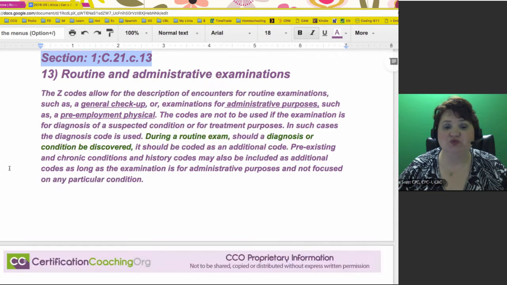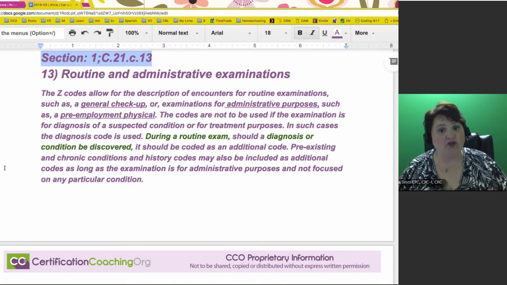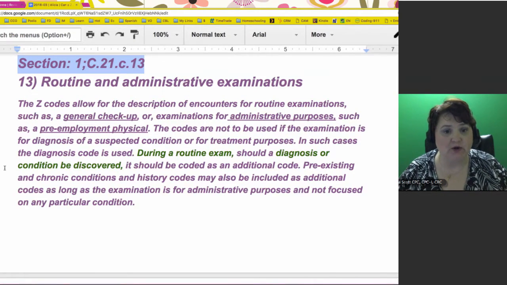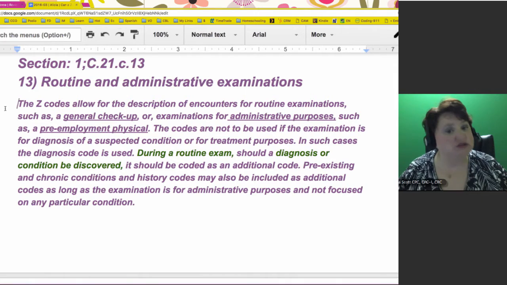Now, this is a lot of information, and so I actually made it in a smaller font because we really don't have to go over all of it. You can go over it in your own leisure here now that you know where it's at. But what it is expressing is that it's for a general checkup. All right, and this could be for an administrative purpose or maybe even for pre-employment physical.